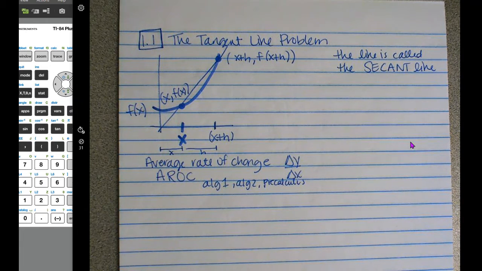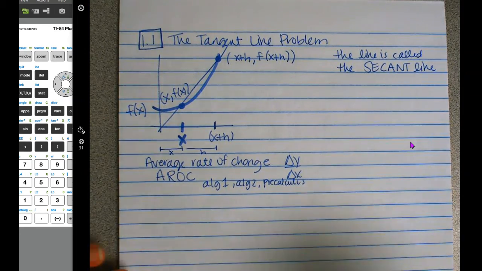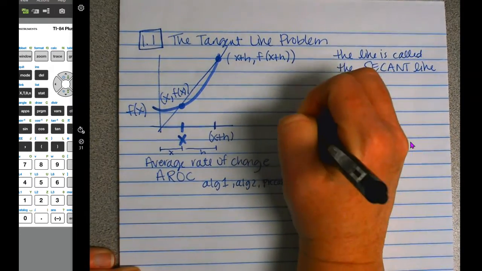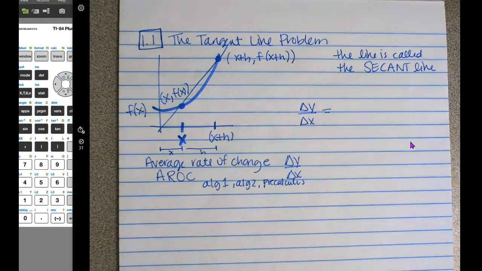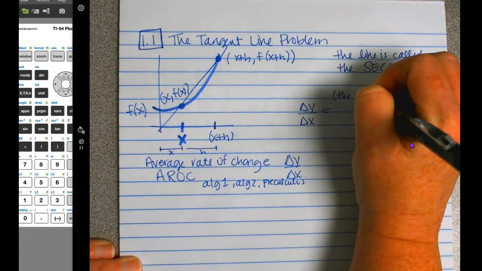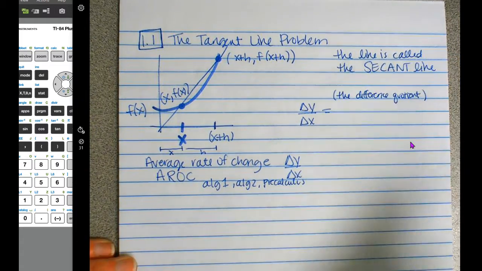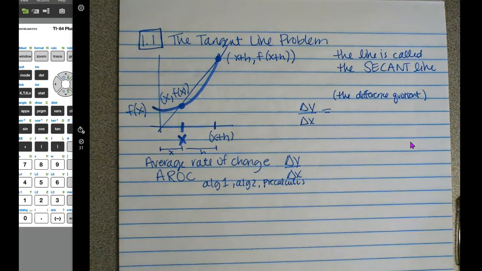So how do I find the slope between x and x plus h? My differential, aka my difference quotient. I'm looking for the difference quotient. So I need to subtract the x's over subtract the y's.